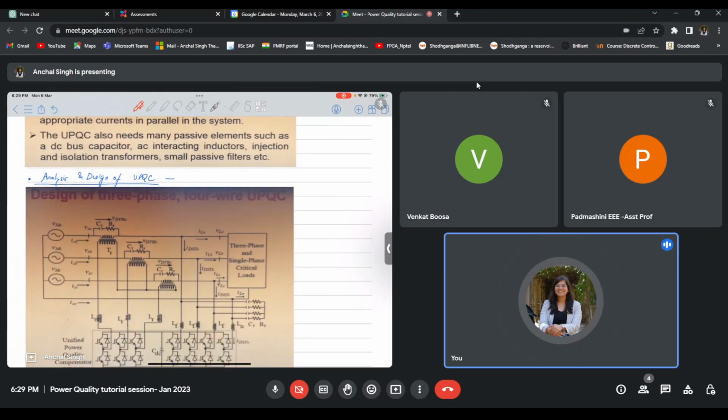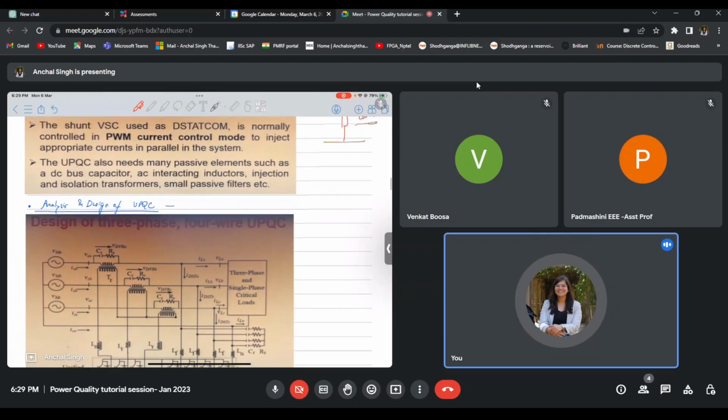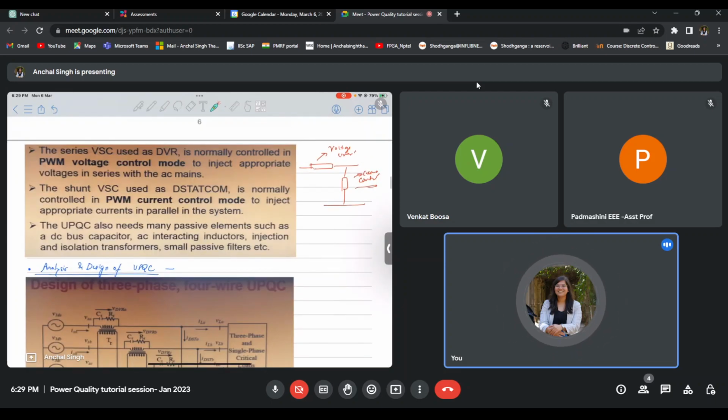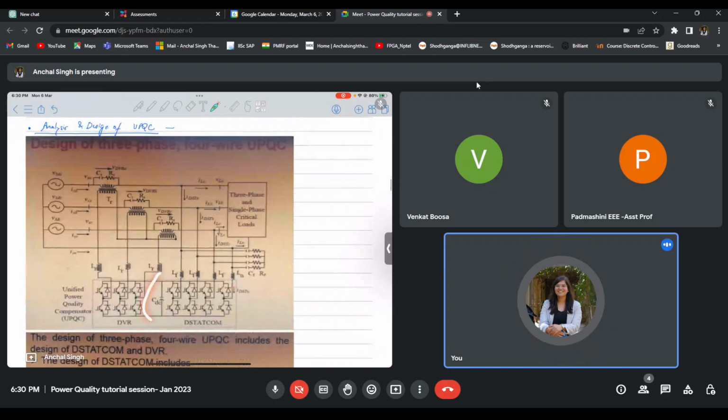When we need to design, there are a lot of passive elements, such as DC bus capacitors. Designing a UPQC is like designing both the DVR and DSTATCOM simultaneously. The only difference is that if you are designing the DVR and DSTATCOM separately, then you will have two DC links, whereas if you are designing in UPQC form, they share a DC link. Because of the presence of this common capacitor, the need for another capacitor is reduced. Otherwise, everything else is the same.